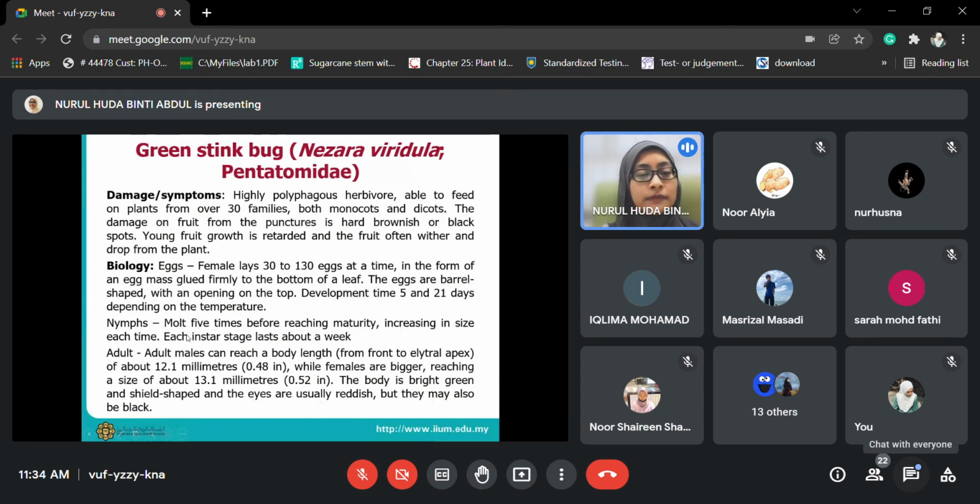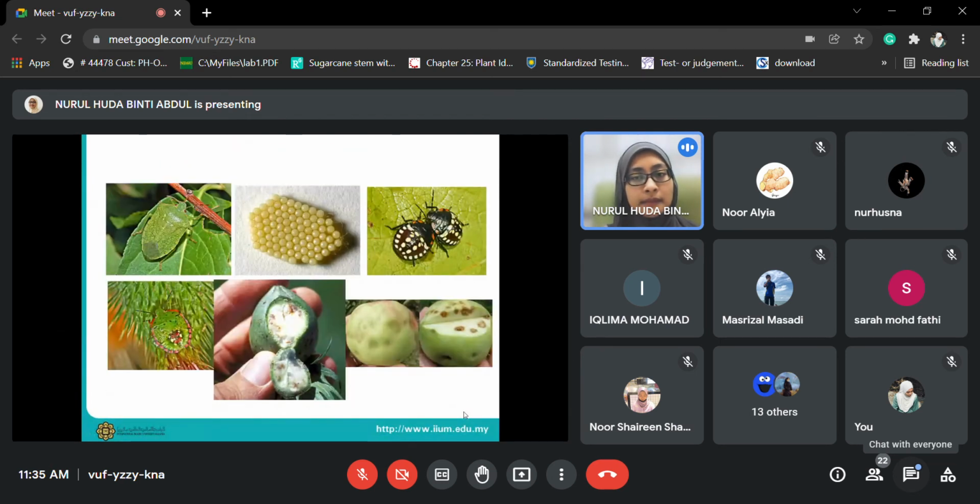Okay, the nymph molts 5 times, and the adult length is around 12.1 millimeter. Female is bigger. Usually in all insects the female is bigger. Okay, the body is bright green and shield shape. Bentuk macam shield, perisai. The body bright green and eyes usually reddish, but they also can become black.